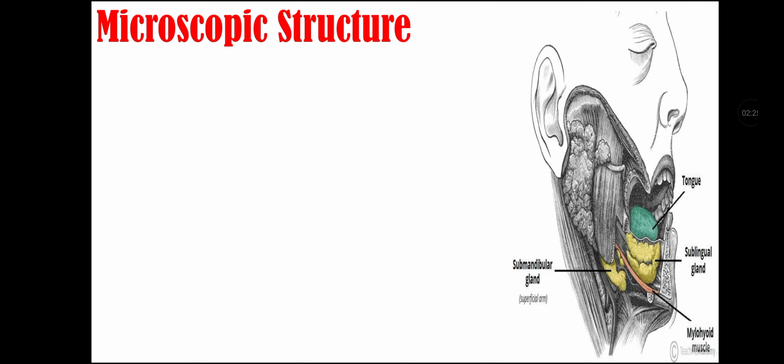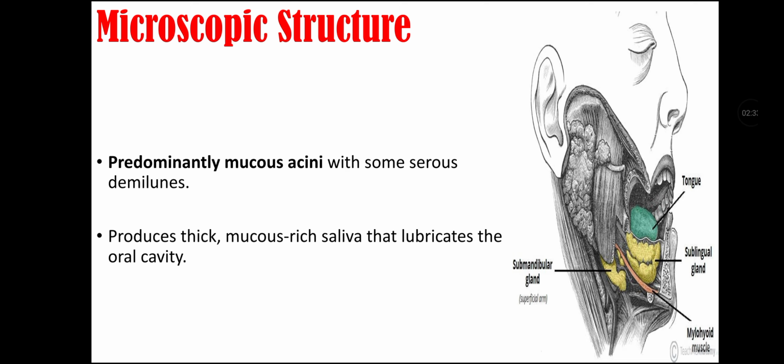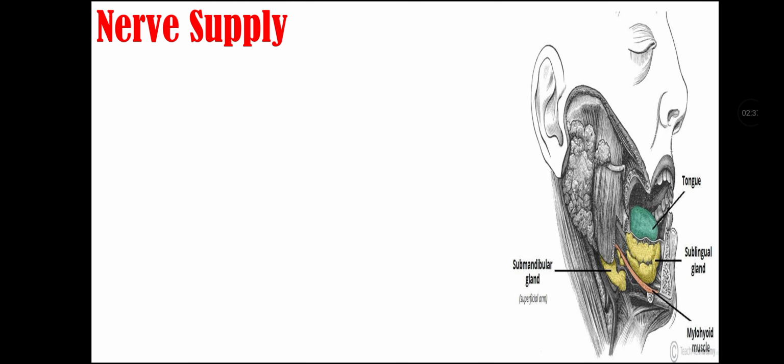Now let's talk about microscopic structure of sublingual gland. Predominantly, this gland has mucus acini with some serous demilunes. They produce thick mucus-rich saliva that lubricates the oral cavity.